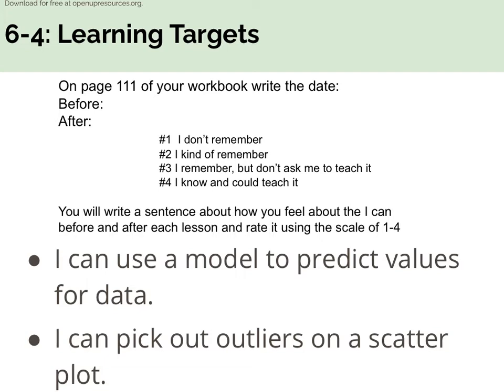Let's turn to page 111 and read the I can statement for lesson 4. I can use a model to predict values for data, and I can pick out outliers on a scatter plot. Write a sentence for each I can statement, and then give yourself a number. 1, I don't remember. 2, I kind of remember it. 3, I do remember it. And 4, I can teach it to my friend.